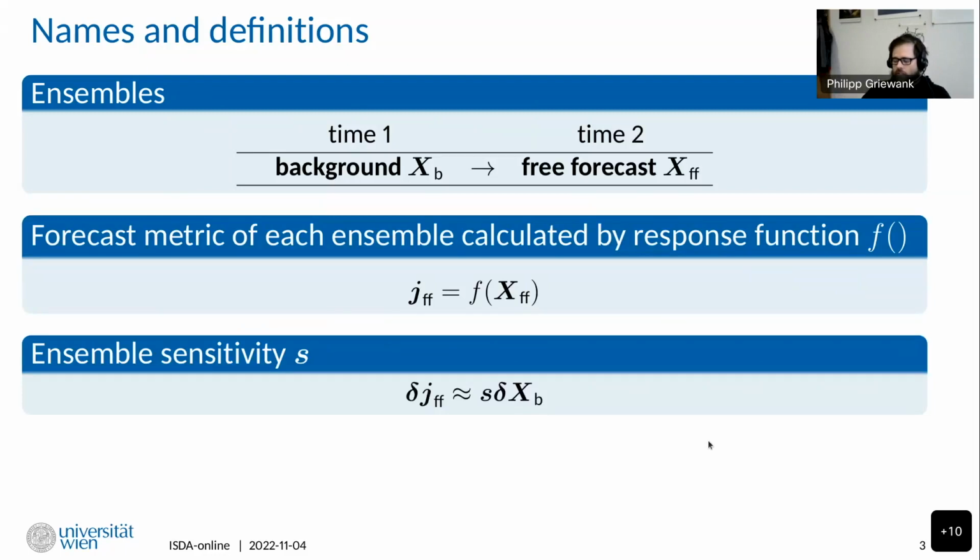And the definition of the ensemble sensitivity that we're using here is an assumed linear relationship between the background perturbations in the ensemble background and the ensemble deviations, so the linear relationship between the ensemble deviations of the background and the ensemble deviations of the forecast metric of the free forecast. So this is the link from the background to the forecast, so across time, and we know it's only an approximation. And that's sort of what we mean by ensemble sensitivity.